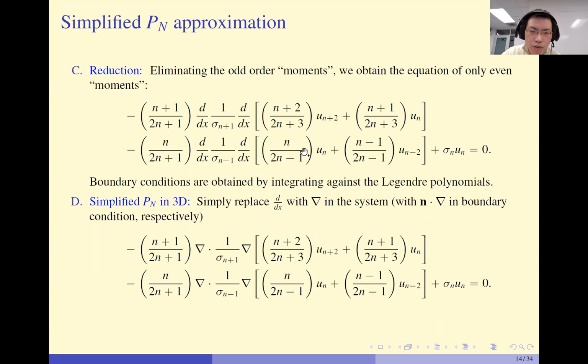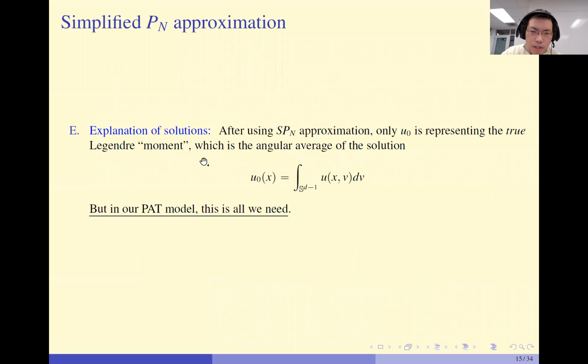these two models actually give you the same result for the 0th order moment, and that is the key for our approximation to work. If this simplified P_N model is correct compared to the true model, just by matching this u_0 moment, then because our photoacoustic process only involves this angular average, which is the 0th moment, we have everything we need.